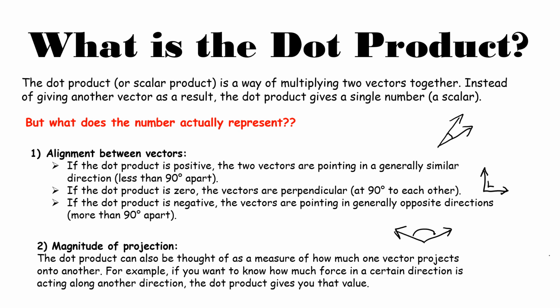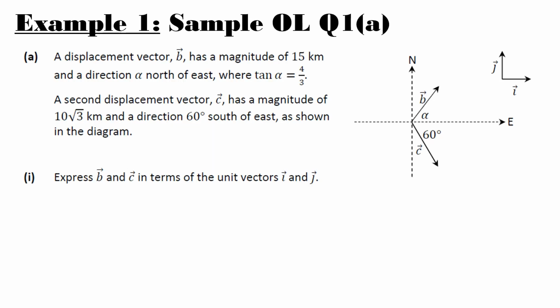So when we think of our vectors as something practical in the real world, like forces, that'll help you get a sense of what's going on. So hopefully that helps you to understand what we mean when we calculate that dot product. So let's start with our first example. This example is from the sample ordinary level paper, and it's question 1 part A.